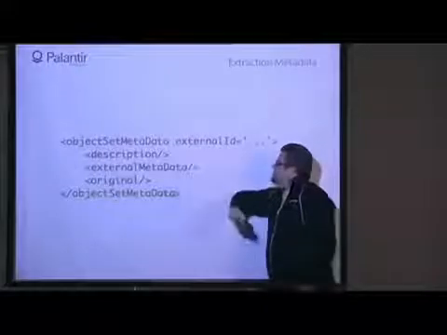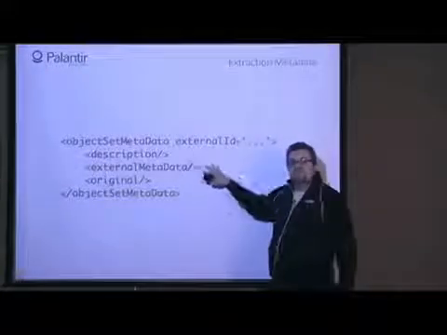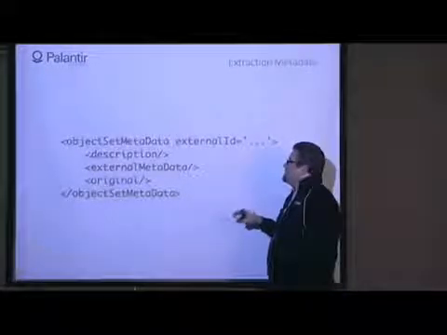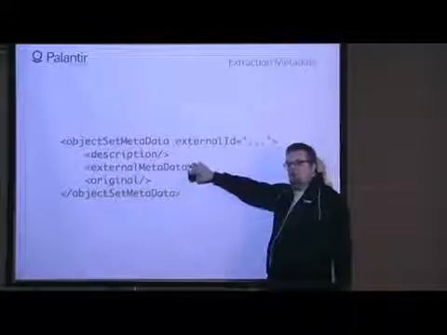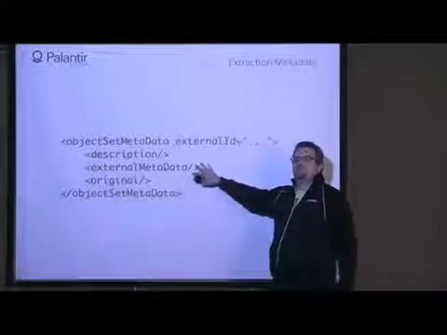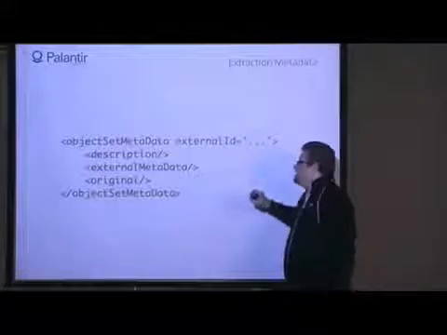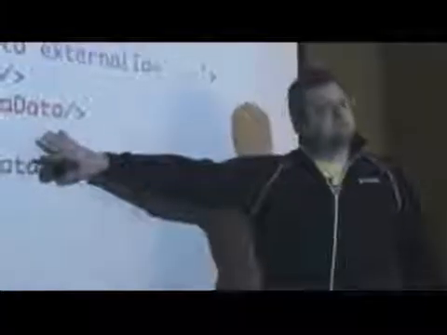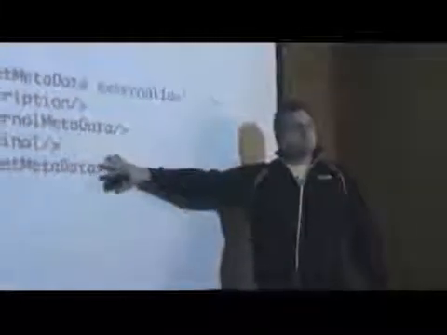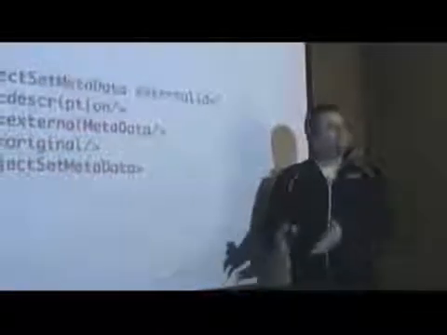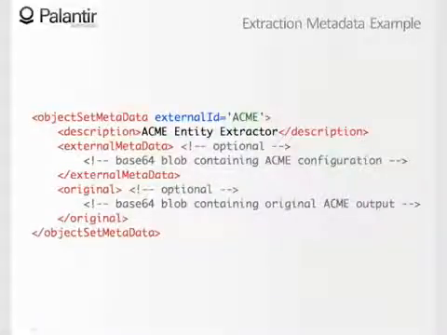A description section, which holds a human readable description of the information held by this object data section. External metadata, which is a binary encoded field where you might store things like the configuration of the entity extractor for later use, and the original document if you'd like. This is a place where we envision storing the actual output of the entity extractor that was used to create the object data section.